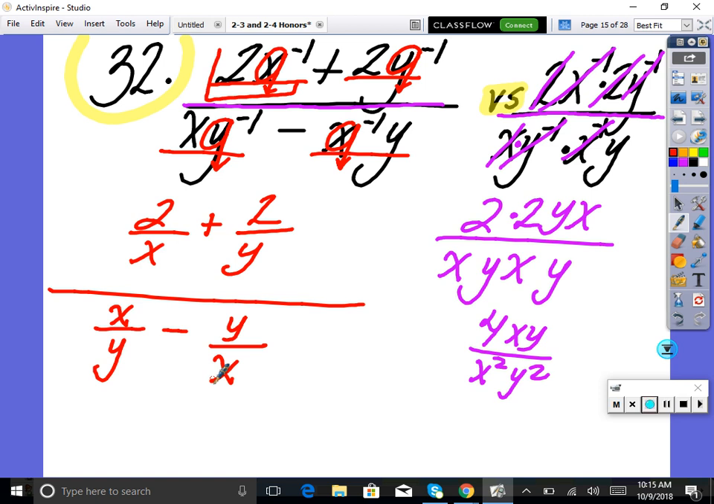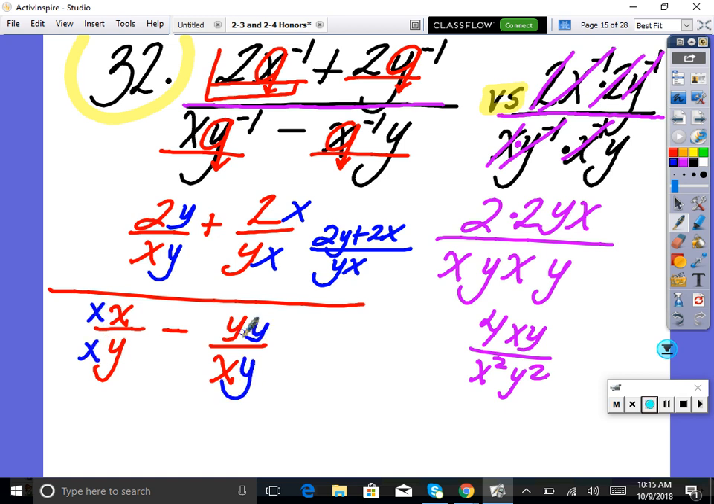And now it's just dealing with the same type of problem we just saw. So then we would say, okay, let's get a common denominator right here. So we times by y over y, x over x. So on top here would be 2y plus 2x over xy, or yx. On bottom, we'd go x and x, y and y. So then this would become x squared minus y squared over xy.